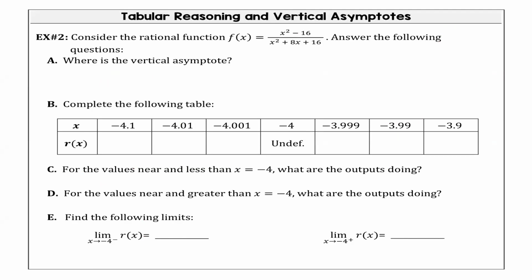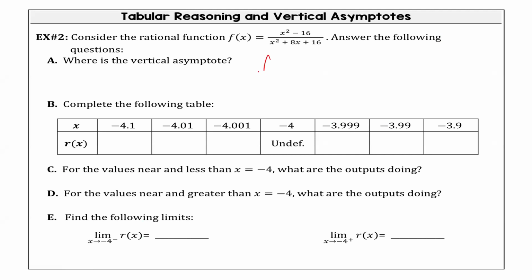All right. Next. So here we're given the rational function. And it says we have x squared minus 16 times x, divided by x squared plus 8x plus 16. Okay. Where is the vertical asymptote? So the first thing we're going to do is do what?